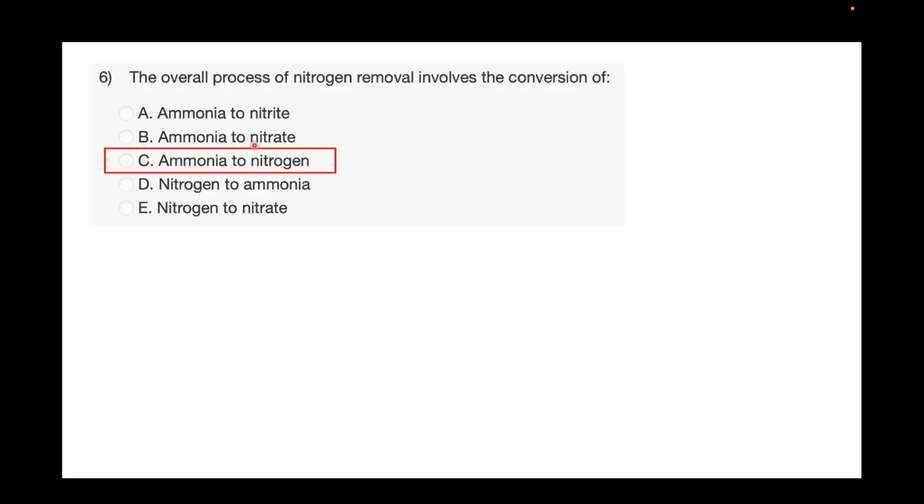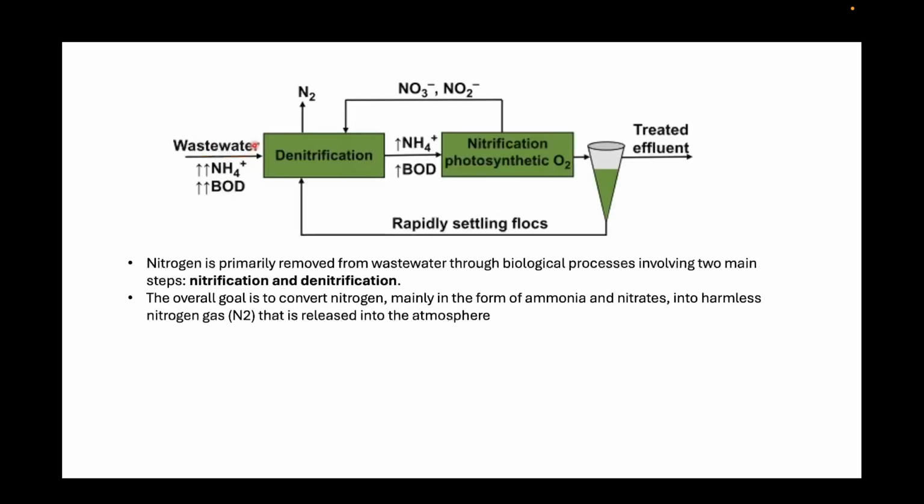Okay, let's move ahead to the next question, question number 7. Ammonia oxidizing bacteria are preferred in modern biological nitrogen removal systems. Which of the following statements is false about such a system? Understood the question? AOBs, or ammonia oxidizing bacteria, are preferred in modern biological nitrogen removal systems. Which of these is false about such a system?